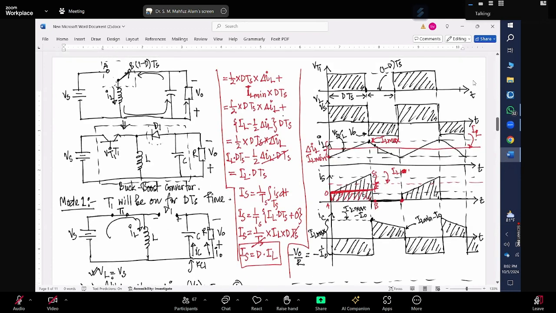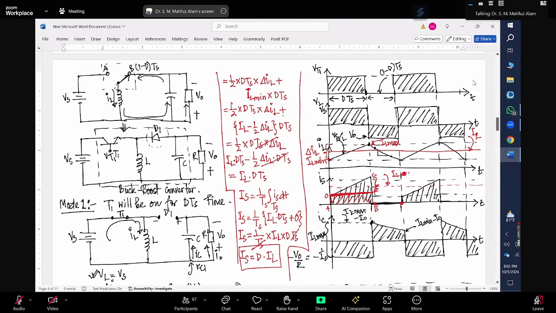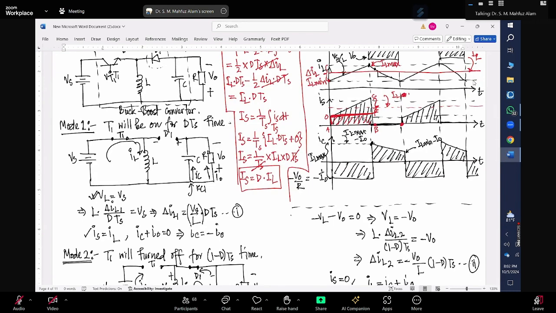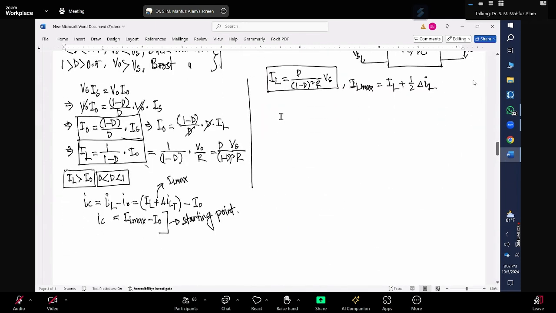So during this charging period, what was my del IL? It was Vs over L multiplied by D into Ts, right? So here we can write, what is my IL? It should be D over 1 minus D whole square multiplied by R, and we should have Vs also here. And then half, and it should be Vs over L multiplied by D into Ts.